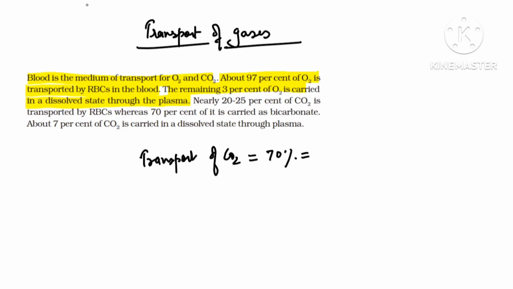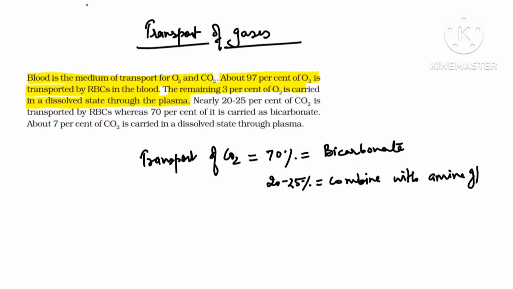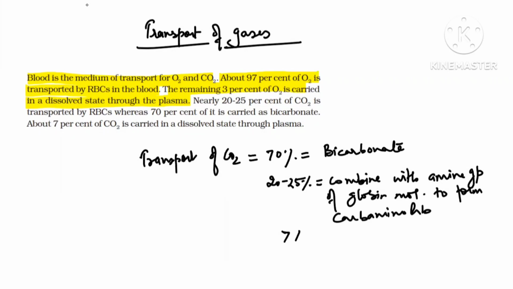70% is carried in the form of bicarbonate. Okay, it is in the form of bicarbonate. 20 to 25% will combine with the amine group of the globin molecule to form carba-amino hemoglobin. Clear, beta? And the remaining 7% is dissolved in plasma.